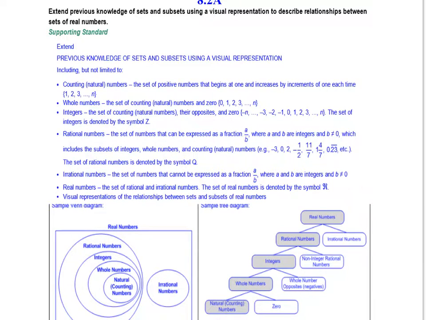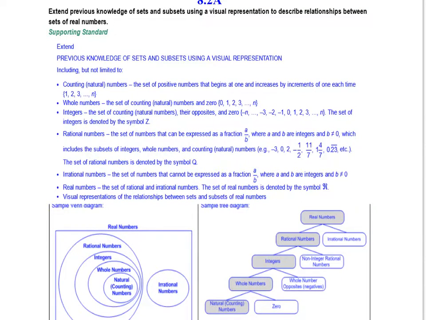So all of these numbers are included in a over b, with the exception of b being 0. Some examples are negative 3, 0, 2, negative 1 half, 11 over 7, 1 and 4 sevenths, or 0.23 repeating. The set of rational numbers is denoted by the symbol Q.